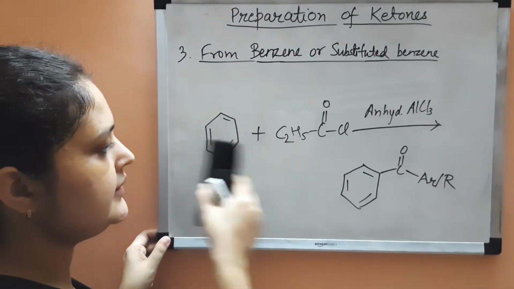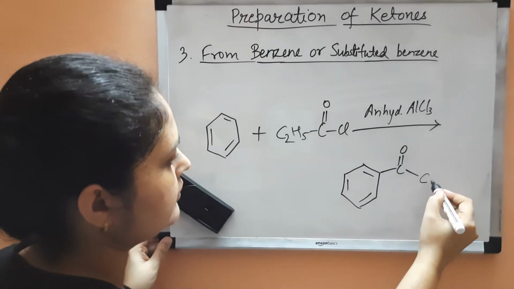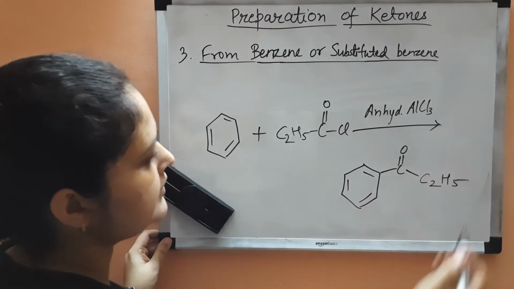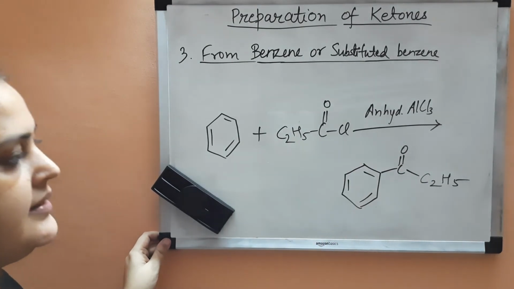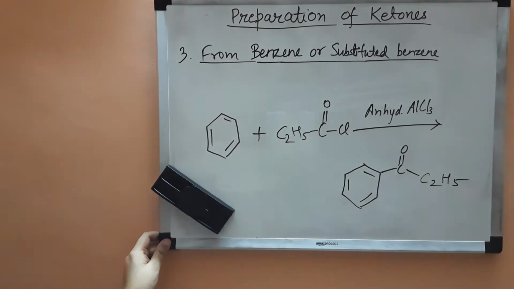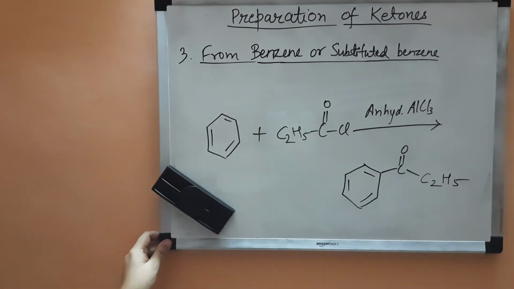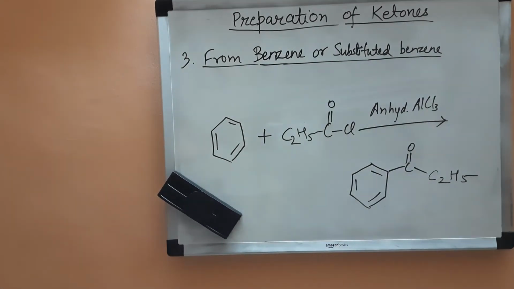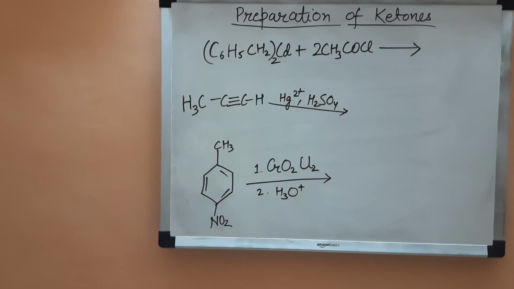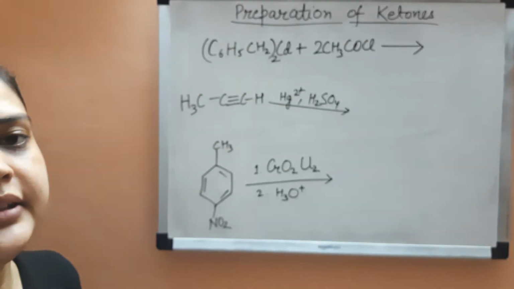So it is clear that you will get this as the product. The C2H5CO group is attached to the benzene ring. So you will get this ketone as the product if you add anhydrous aluminium chloride and acid chloride to the benzene. Let me ask the second question. These are three reactions and you have to find the product, based on the knowledge you have gained so far.